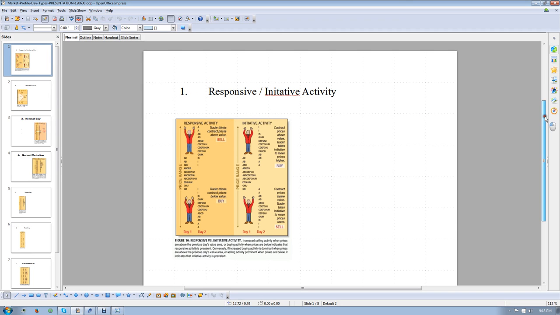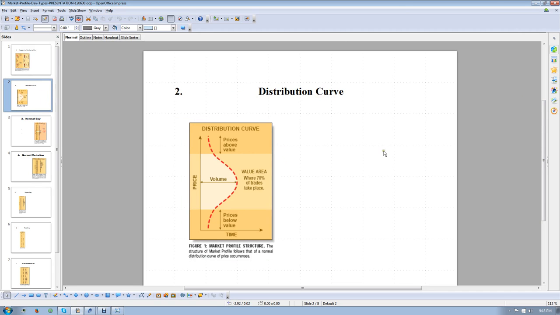Now, let's go to slide 2. And we learned in lecture 1 about the distribution curve, that it's just a Gaussian. The market profile is a Gaussian distribution placed on its side. Basically in your charts, the x-axis is the time axis at the bottom, and the y-axis is the price axis.